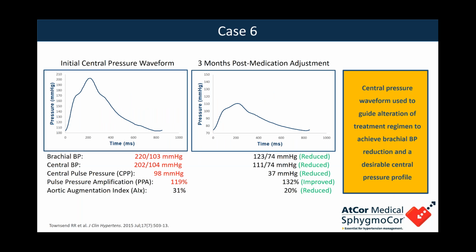The brachial blood pressure went down, obviously significantly, but more importantly, as we know, the central pressure went from 202/104 to 111/74. The central pulse pressure, which, as I said, is a very strong marker and predictor of cardiovascular risk, both acute and chronically, went down from 98 millimeters of mercury to 37. The pulse pressure amplification went from 119% to 132, and we talked about what amplification means earlier, and the augmentation index went from 31% down to 20%.